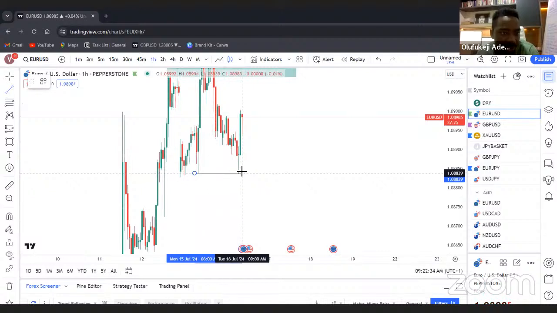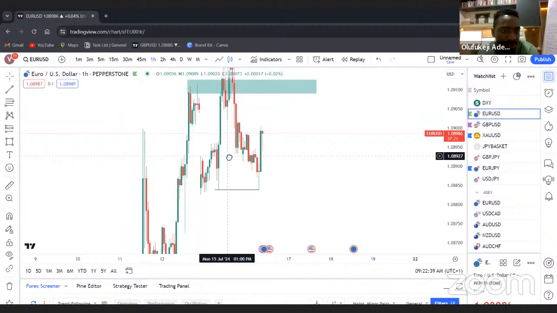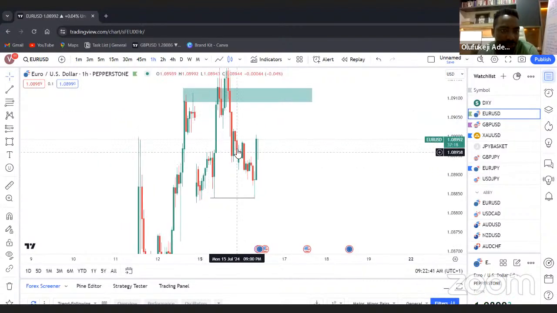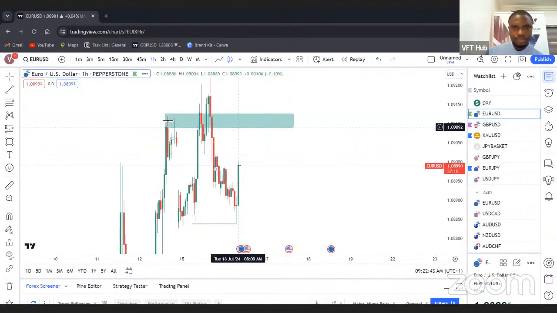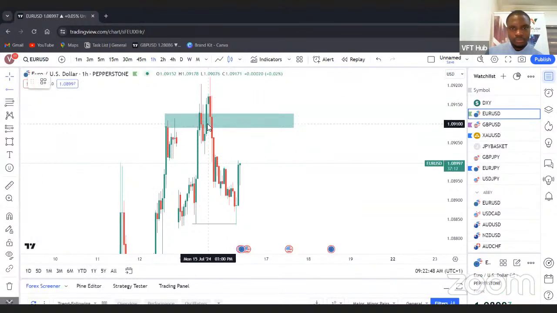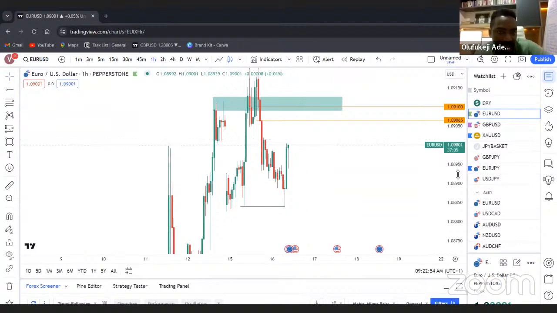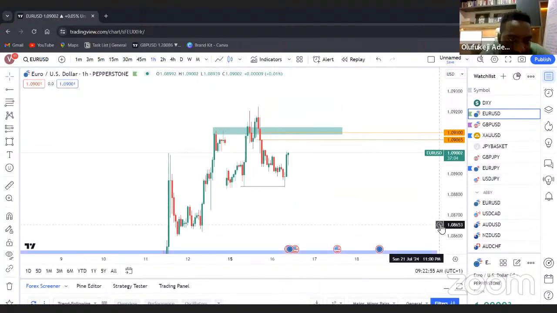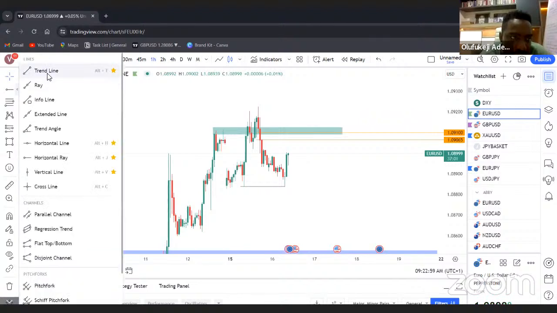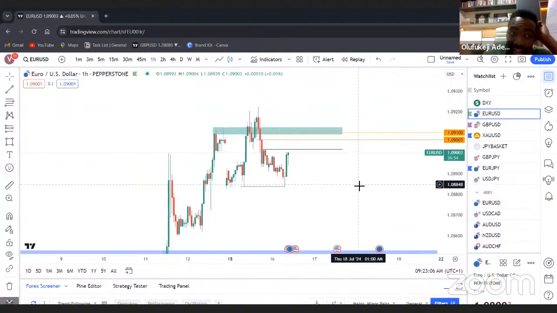There's fair value gap. Okay, we've not had a market structure shift for Euro USD. Exactly. And then see the inducement just below that. That twin tower of variation. That's the inducement, exactly. So same thing, but we have not seen market structure shift.